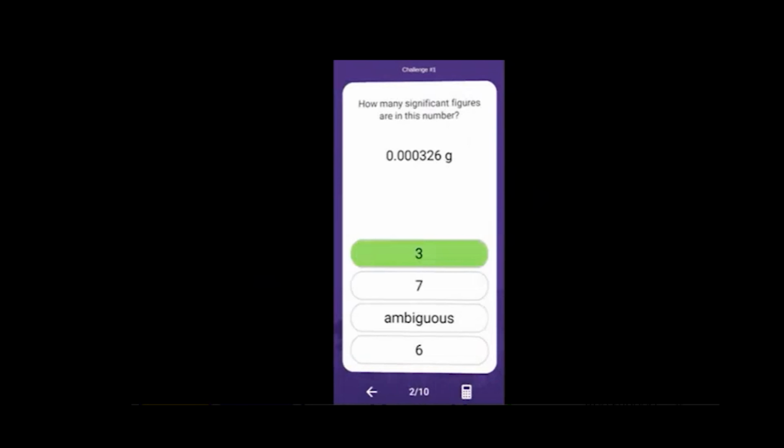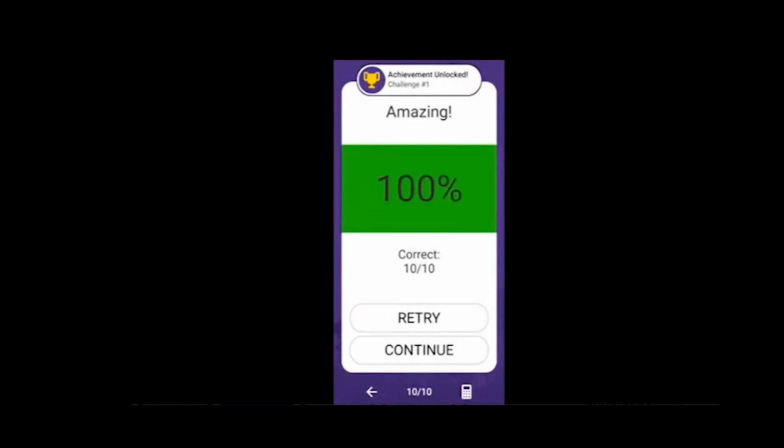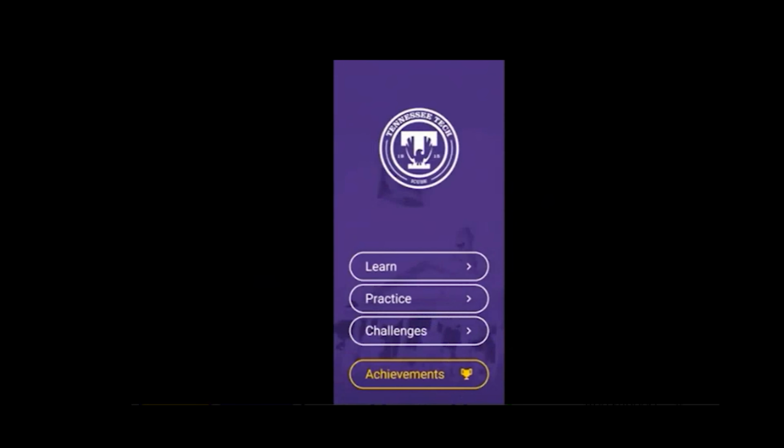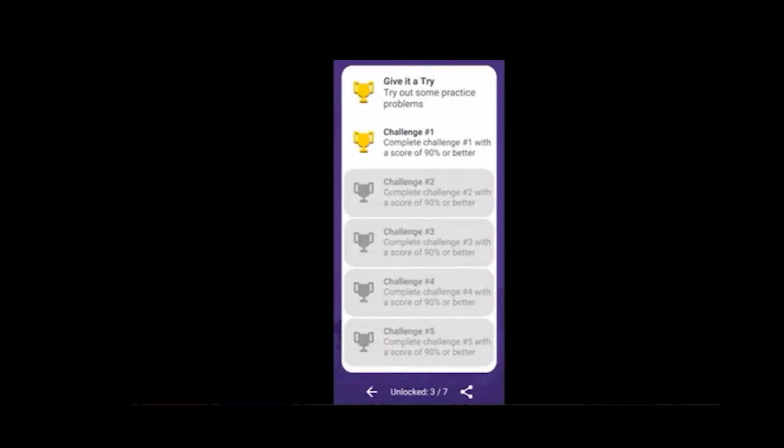By mastering these skills, you'll ensure your chemistry work, whether in the lab or in computational simulations, is as precise and reliable as possible.